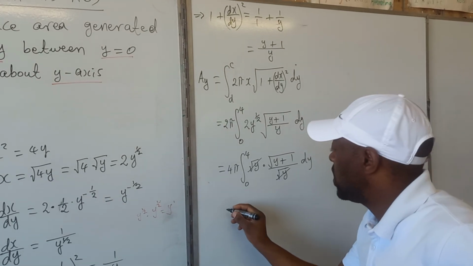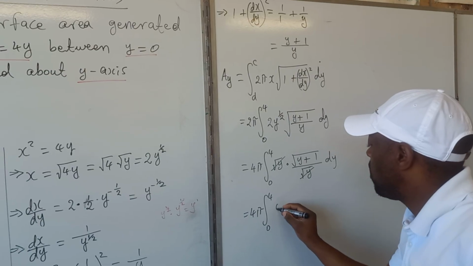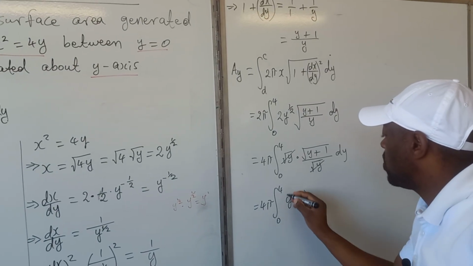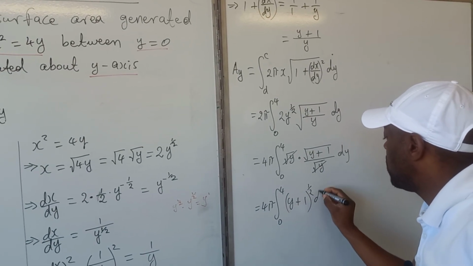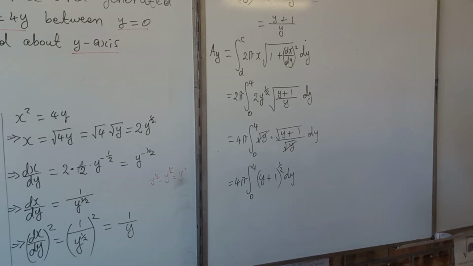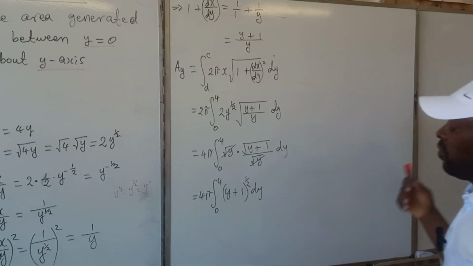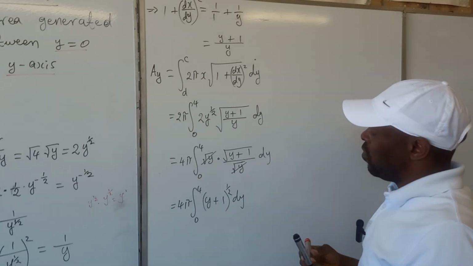So what I'm left with is just 4 pi, the integral from 0 to 4 of (y plus 1) to the power a half. So this is a simple U substitution, which for NCEET students, there is a formula we use for that on page number 4 to make you move faster.